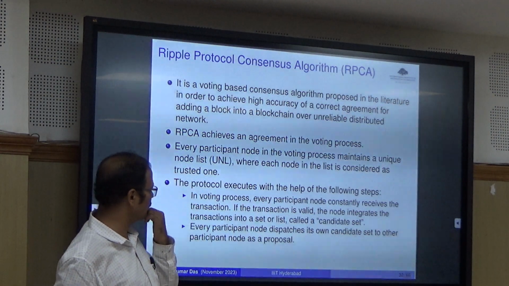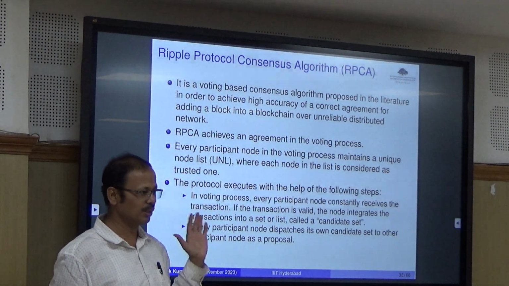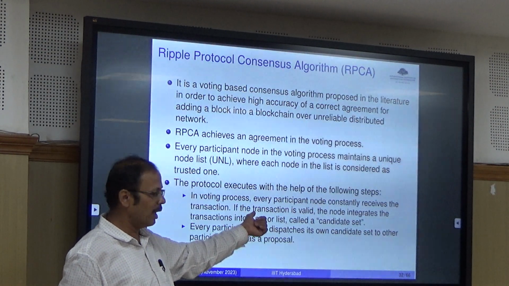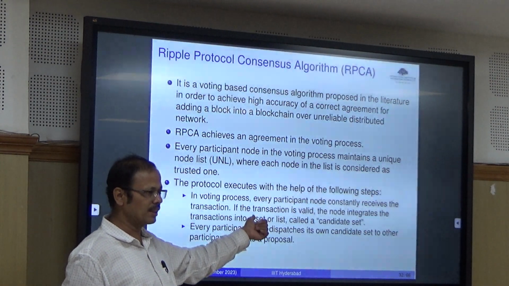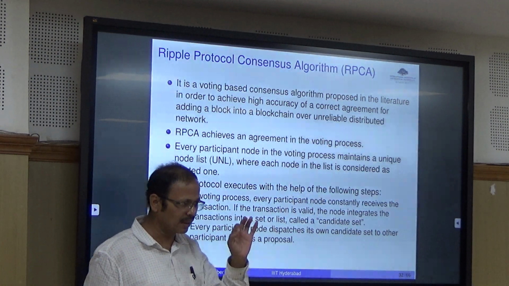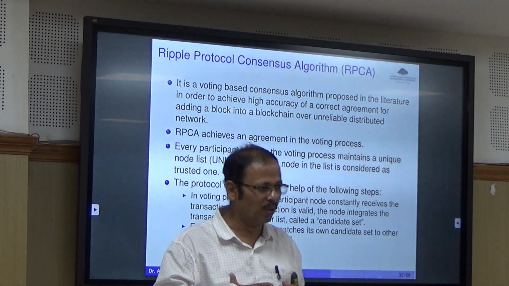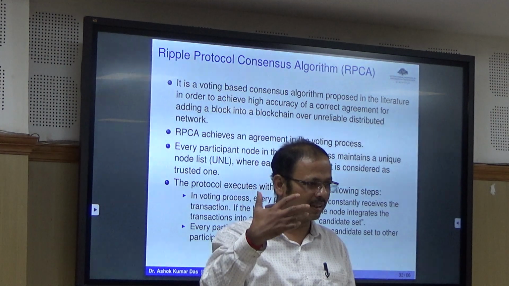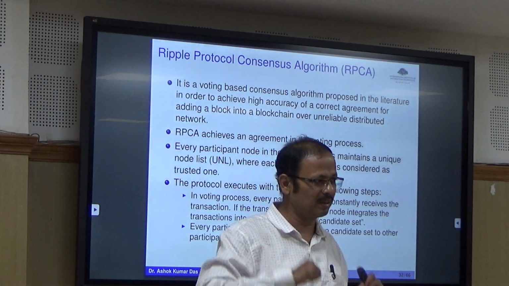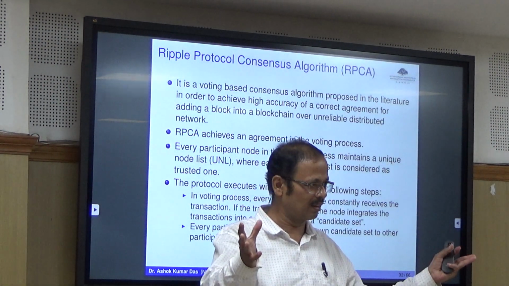In the voting process, every participant node will receive transactions from other nodes in the network, and it will verify the transactions. If a transaction is valid, then only will it integrate it into another list known as the candidate list. So I am a node, I am receiving the transactions from others, and I am gathering those valid transactions in a candidate list. Now I will broadcast my candidate list to the others.